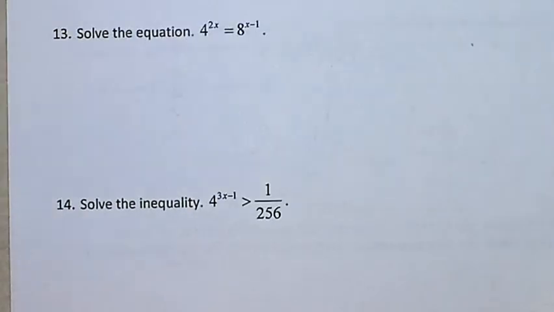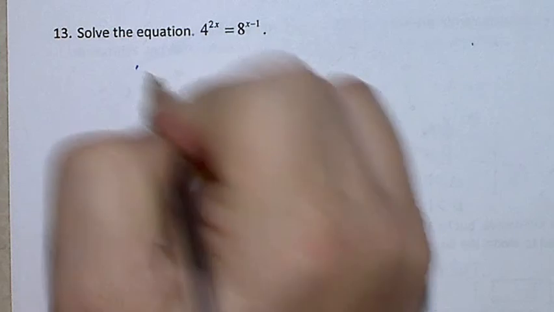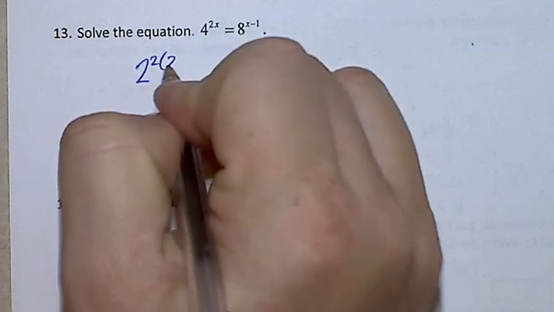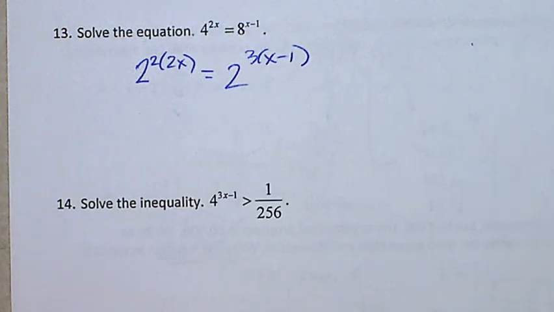Please look up at the chart. Find the number 4 and the number 8 that are in the same line. What base number do they both relate to? 2. How can I rewrite 4? 2 squared, good. And how can I rewrite 8? 2 to the 3rd, great job. I'll let you write this down.